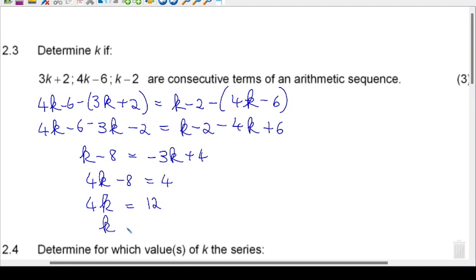Let's divide both sides by 4 and we get k equals 3. Right, and that's the answer. If in an exam situation you've got time, just for confidence's sake, to show that we've got it right, let's just check.